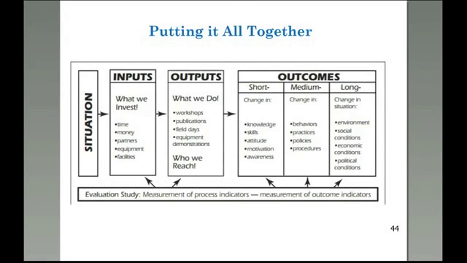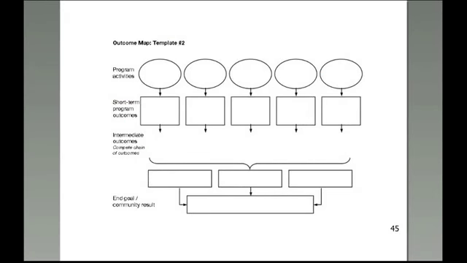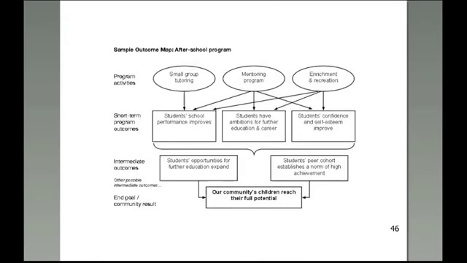And it really does show as well how the inputs and the outputs are more about measuring the process, which is what we've talked about. The outcomes are more about measuring the outcome indicators. And so that's how we put it all together in a logic model. And these are some examples. Here's a template that we included for you so you can start plugging in your own information.